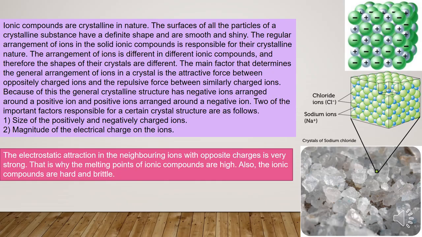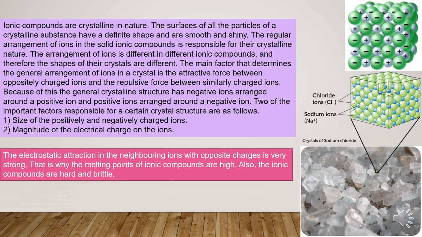The regular arrangement of ions in the solid ionic compound is responsible for their crystalline nature. ठीक है, तो ये ionic bond की वजह से ये crystalline nature इनके अंदर form होता है. The arrangement of ions in different ionic compounds, and therefore the shape of their crystals, are different. हर कंपाउंड के अंदर एक अलग स्ट्रक्चर होता है, ठीक है, आयनिक कंपाउंड का. That is why every crystal is different from the other crystal.